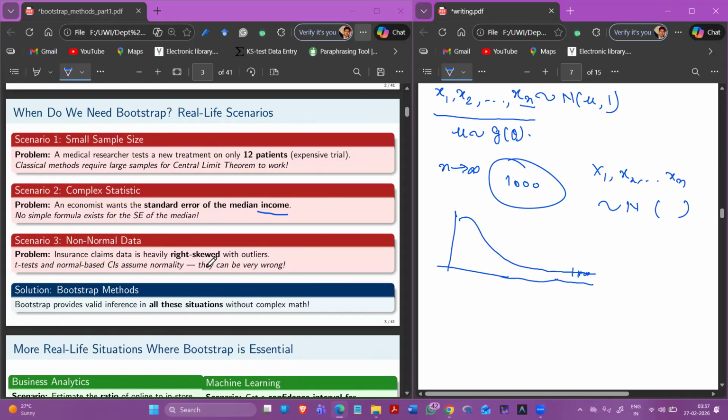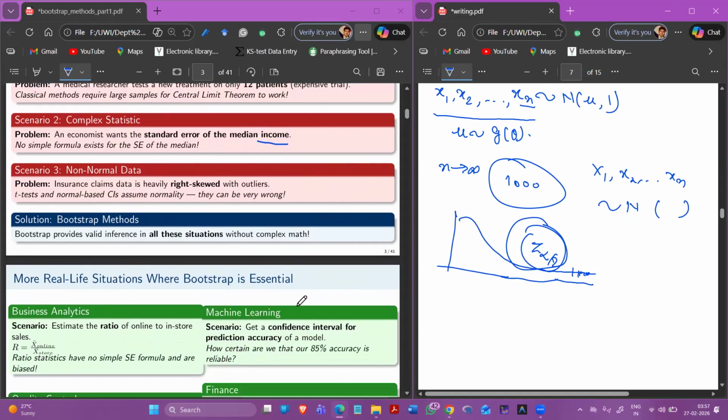We find the asymptotic confidence interval when we are not able to find the confidence interval for any particular data or distribution, right? In the formula, Z alpha by 2 comes in when you calculate the asymptotic confidence interval. If your data is heavily positively skewed, how can you include Z alpha by 2? You cannot include that. So the solution is the Bootstrap method. Bootstrap provides valid inference in all these situations without complex math.